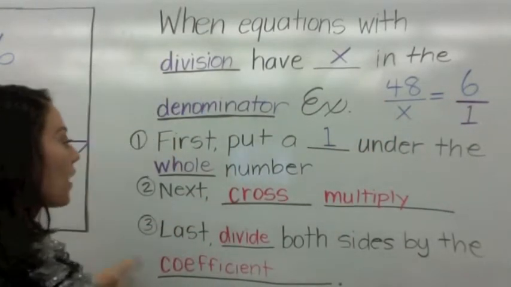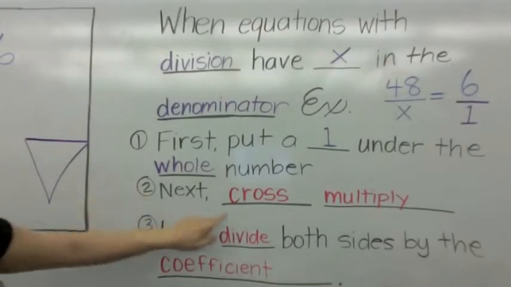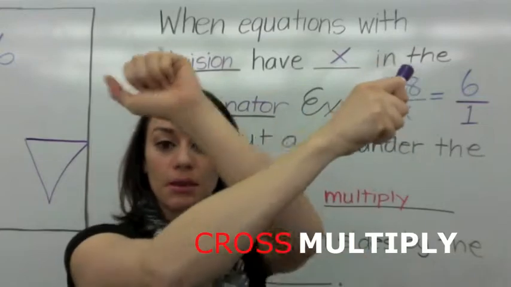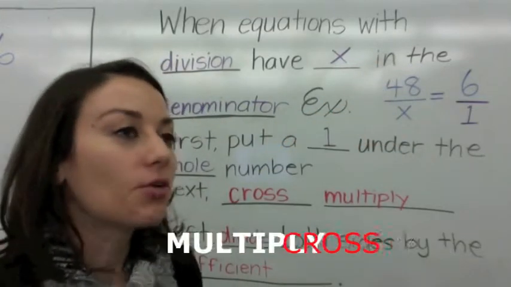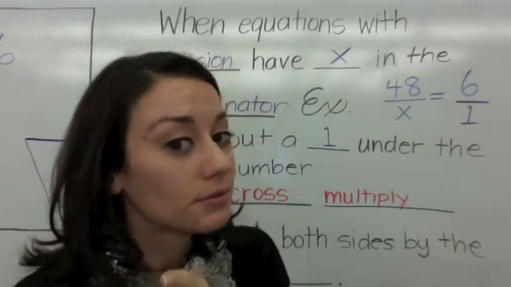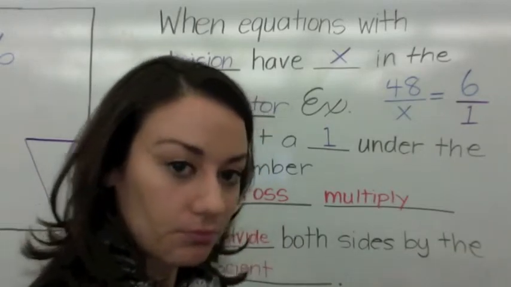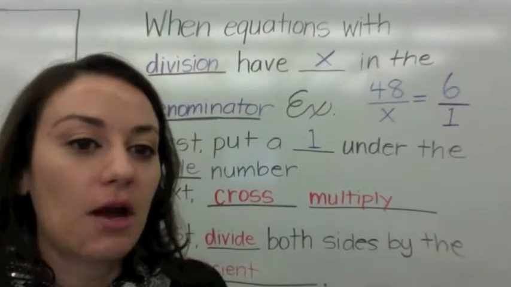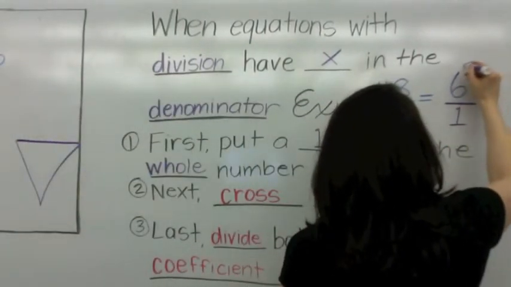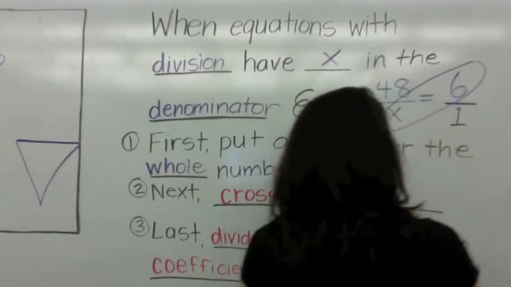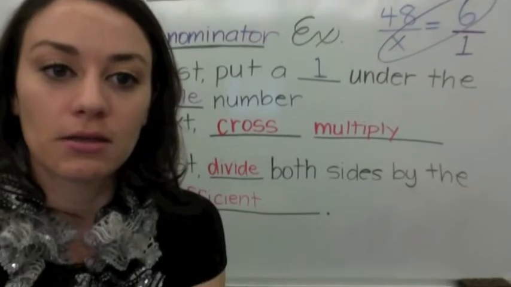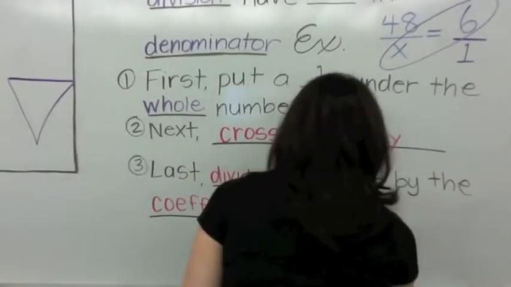Now that you have 2 fractions, next you cross multiply. You're cross multiplying because multiplication is the opposite of division. We're going to make the first wing of the butterfly. First we're going to do 6 times x.